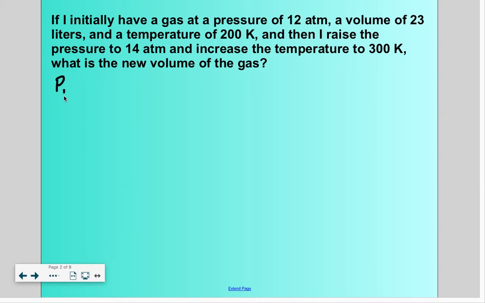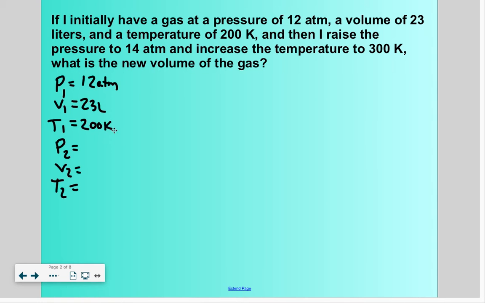So that means I need P1, V1, and T1. And I'm just going to write them all in the same order this time: P2, V2, and T2. It says initially have a pressure of 12 atmospheres. The initial volume is 23 liters, and my temperature is 200 Kelvin. It is already in Kelvin, so we're good. No conversion. Pressure 2 is 14 atmospheres. Temperature is 300 Kelvin, and we're looking for a new volume.